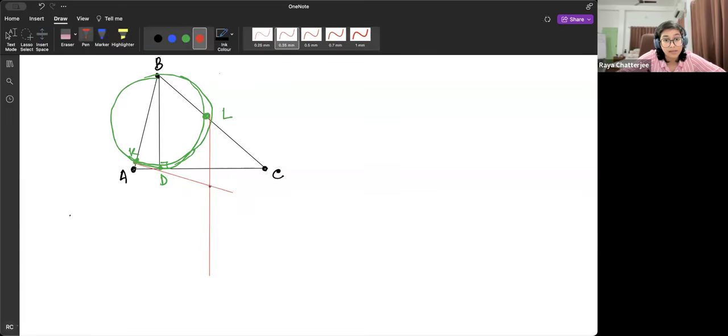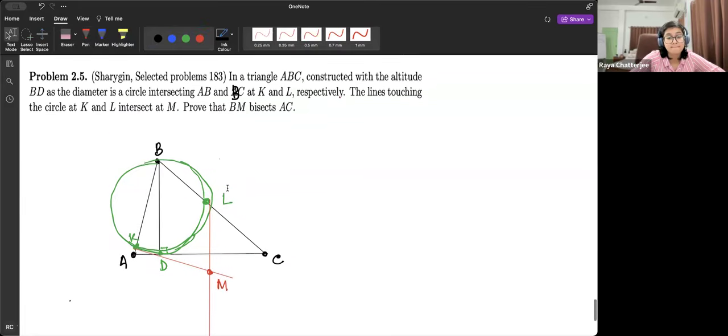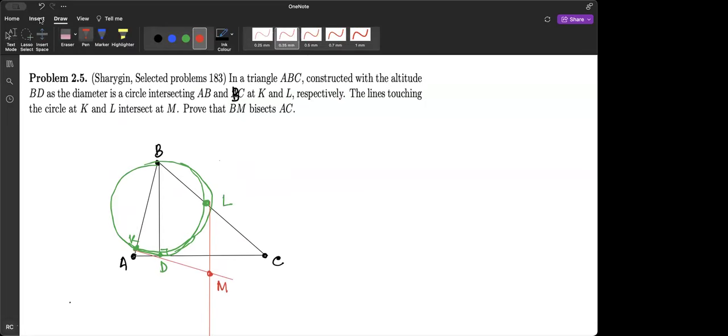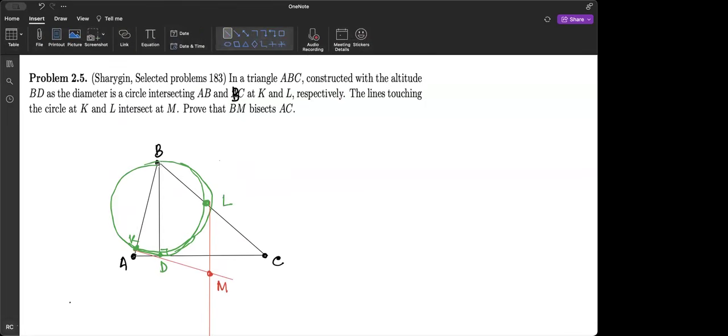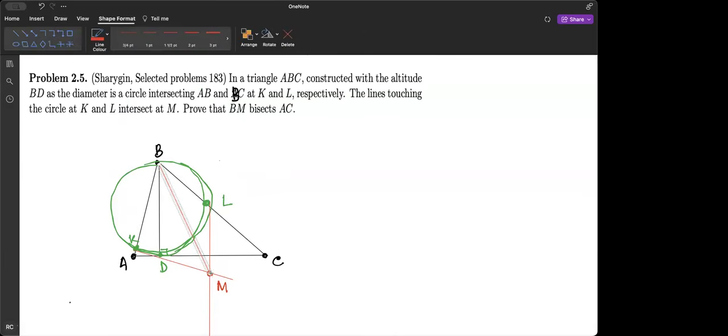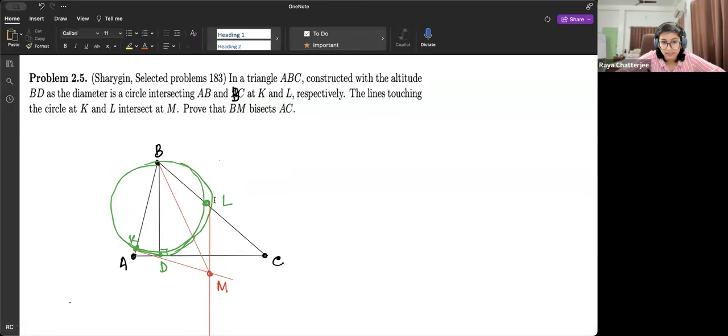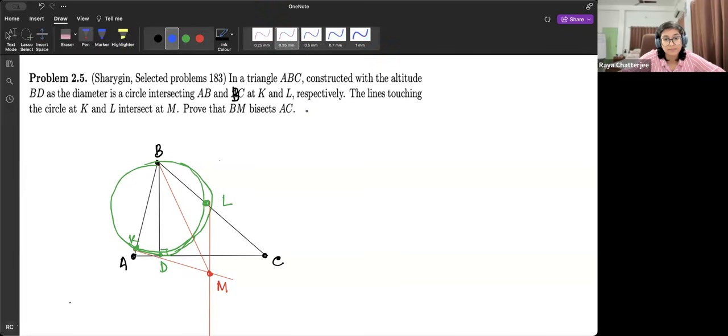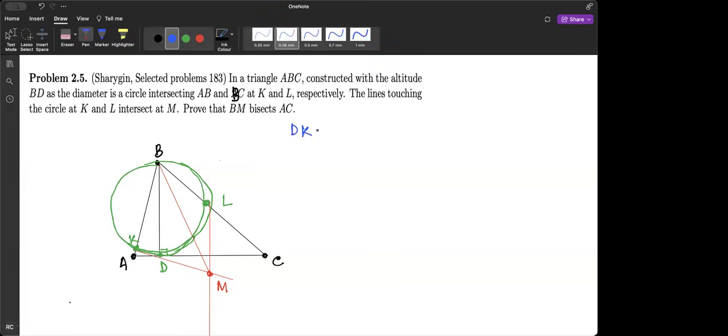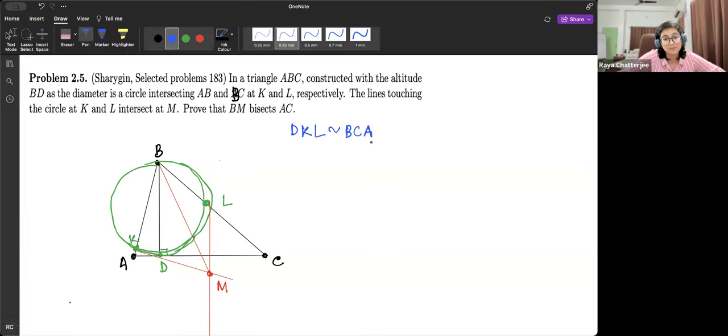You have done it? Yes. Okay, how did you do it? I found by angle chasing that BKL is similar to BCA. DKL is similar to BCA. True, that will happen, yes. Then BM is the symmedian of BKL. Yes, true. Okay, so this is solution one.